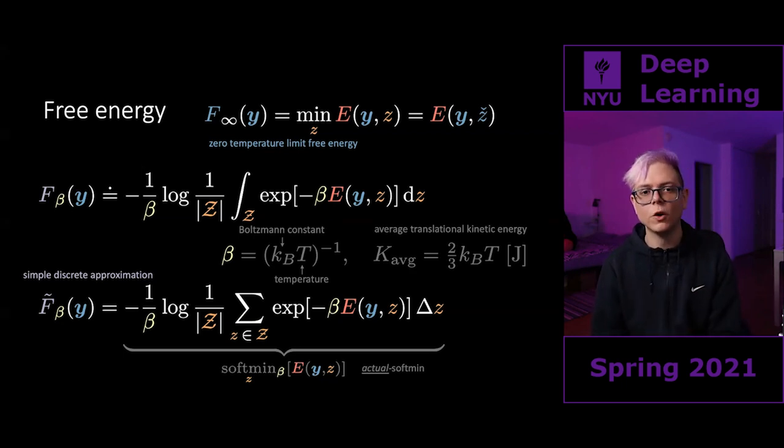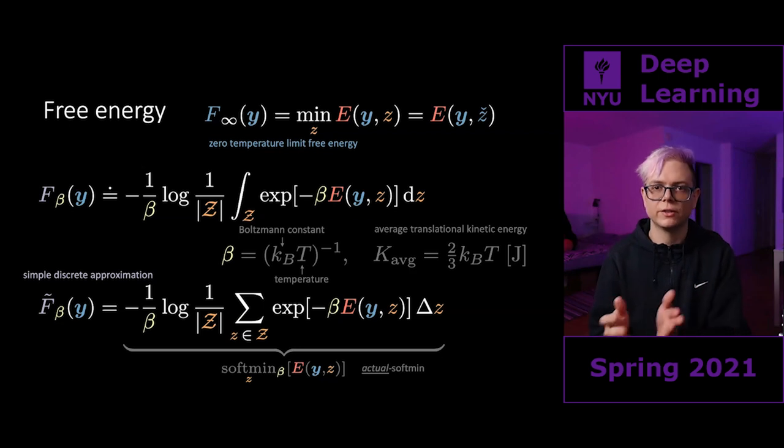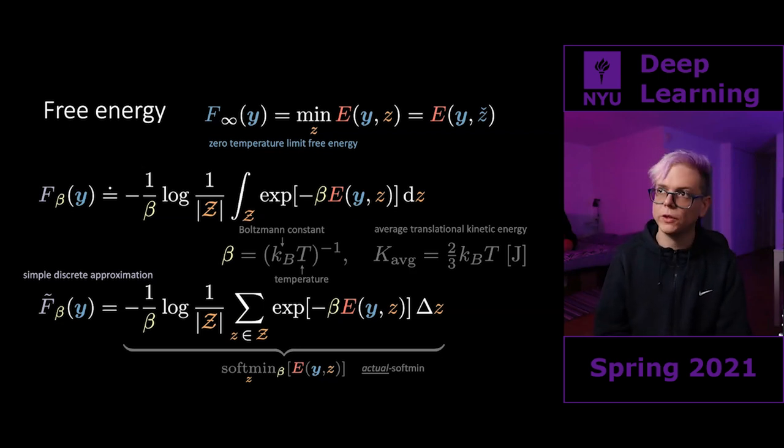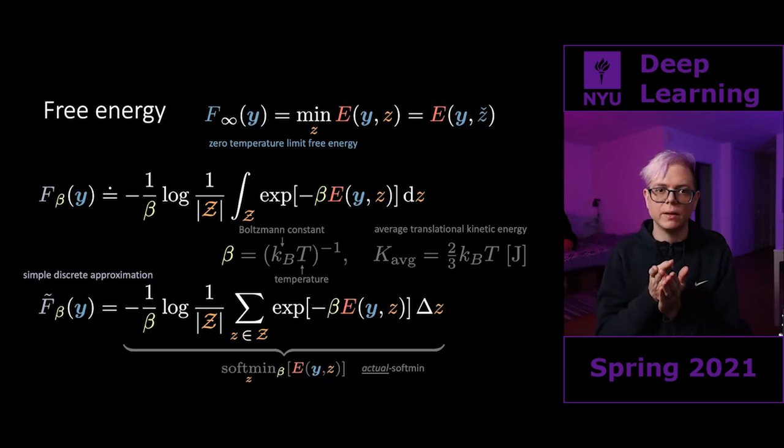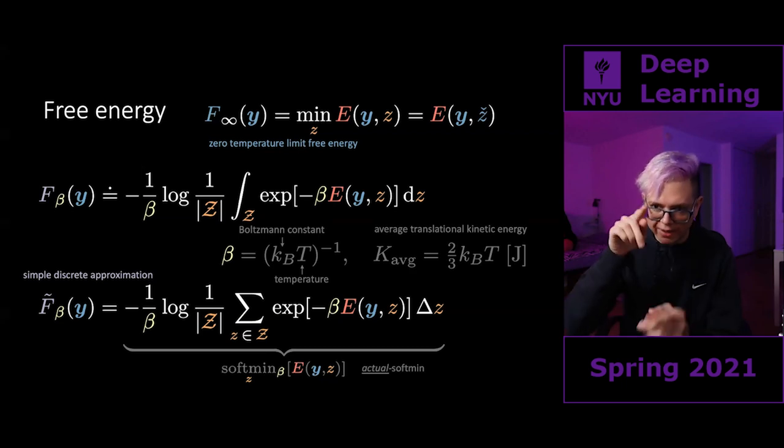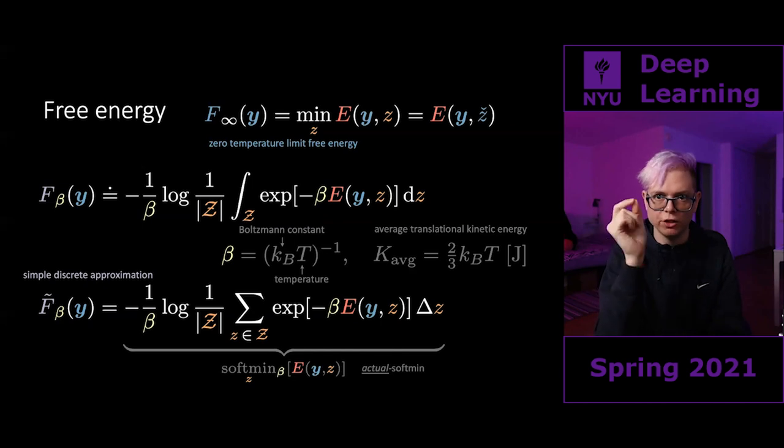And instead, if I don't want the zero temperature limit, how do I compute the free energy? It's going to be simply this soft mean. So you want to think about beta as a coefficient of relaxation. If beta is cranked up to the maximum, so it's super, super cold, then you have this very strict, very harsh, cold free energy, which is exactly just the minimum. Just one point.